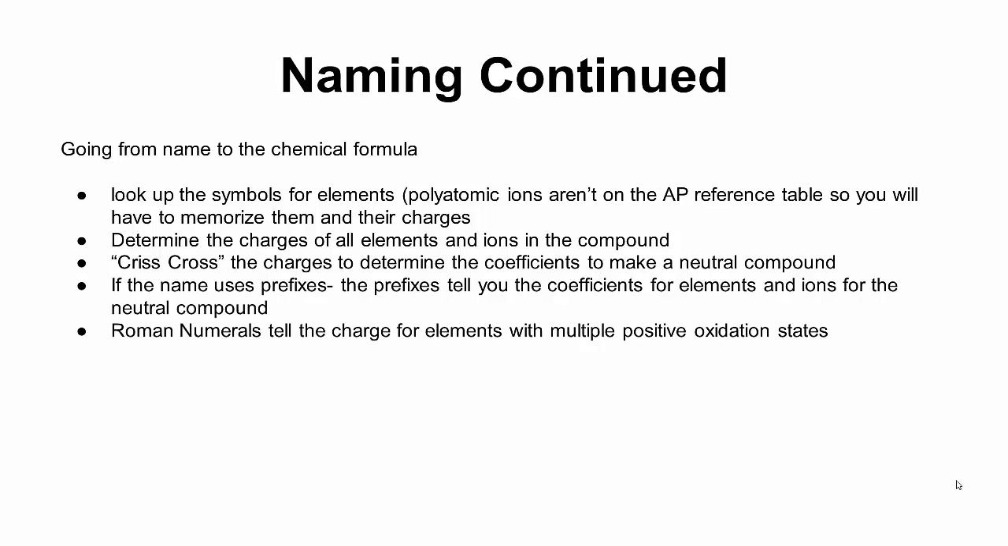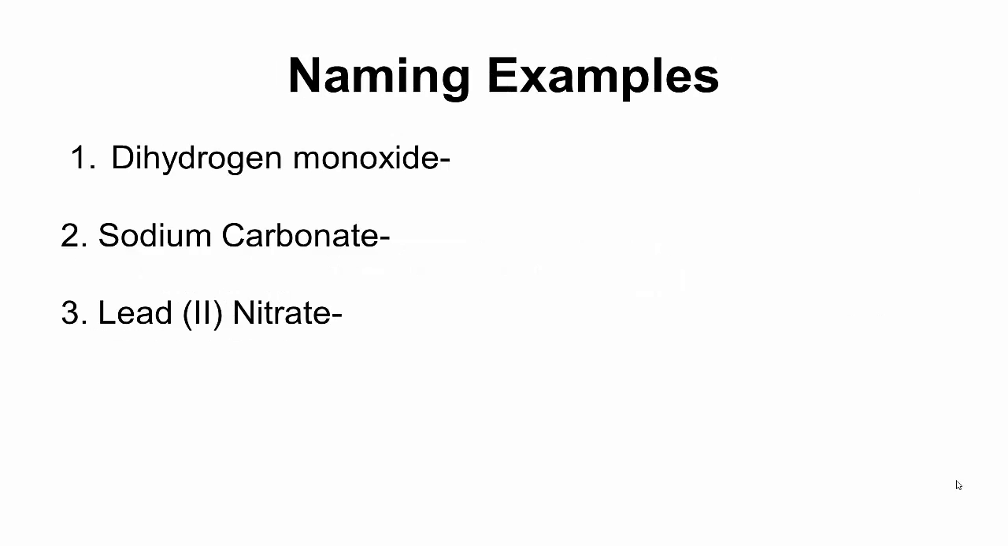However, if the name uses prefixes, the prefixes straight up tell you the coefficients for elements and ions. Roman numerals also will do the same. These are a few naming examples from going from the name of the compound, and you guys should pause the video and see if you can write out the formula.